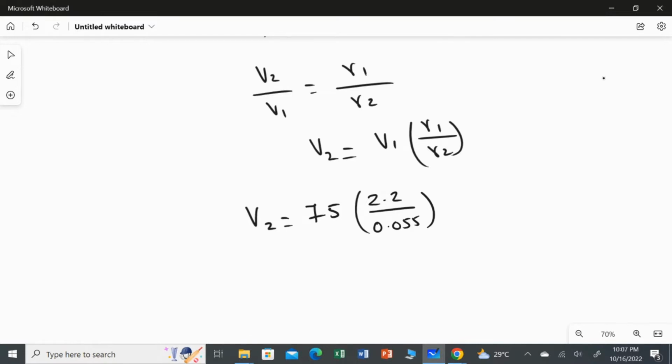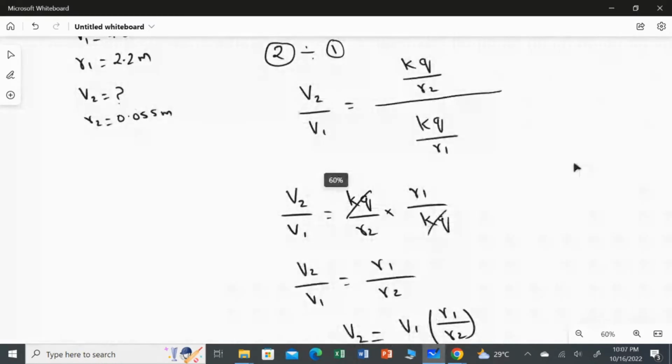75 multiplied by 2.2 divided by 0.055. We got 3000. So V2, that means the potential at the surface of the sphere, is 3000 volt.